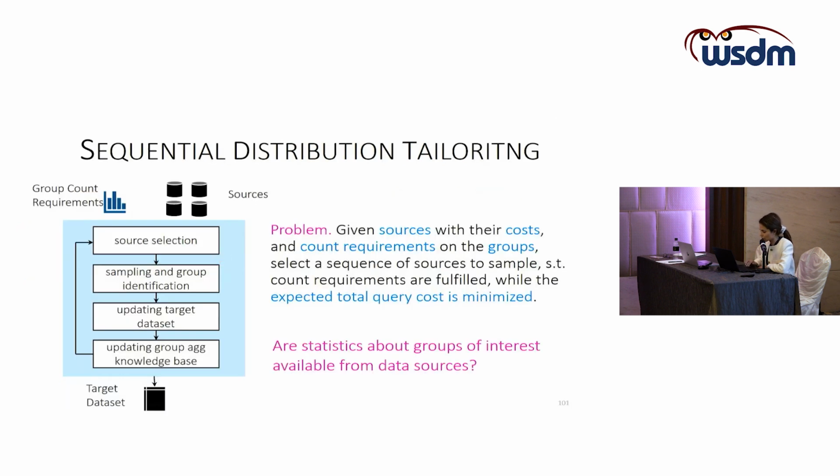So to define this distribution tailoring problem, we are given sources with their cost. We're also given count requirements over predefined groups, and the goal is to select a sequence of sources to sample from such that count requirements are satisfied and the expected total query cost is minimized. So the sequential version of distribution tailoring selects a source at each iteration and then obtains a sample from the source, identifies the group, and checks whether the sample belongs to the group that we care about. If yes, keep it, otherwise discard it. And then it may update some aggregate or knowledge about the groups in the sources. The whole goal is to have this source selection designed in a way that we have minimum cost.